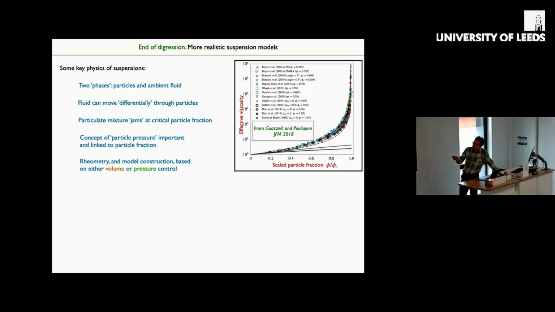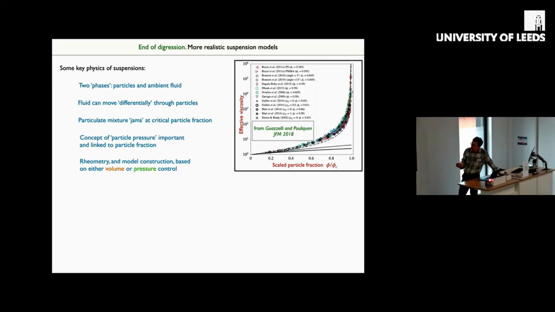I mentioned earlier this idea that the fluid can move differentially through the particles, so at some level the particles are like a porous medium. You can push fluid through that. It doesn't have to drag the particles with it. So you can get this differential motion of fluid and particles, which is an important point. There are two phases. I guess that's even the more basic statement, that there's a particle phase and a fluid phase, and they don't have to do the same thing, although they're clearly coupled in some way.